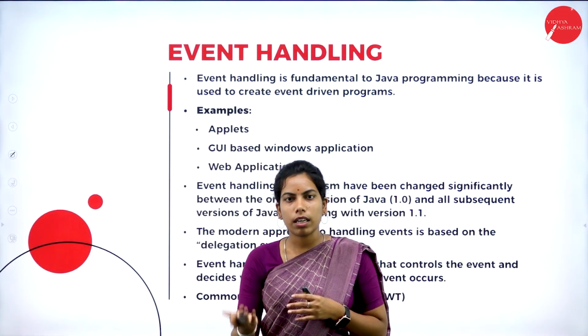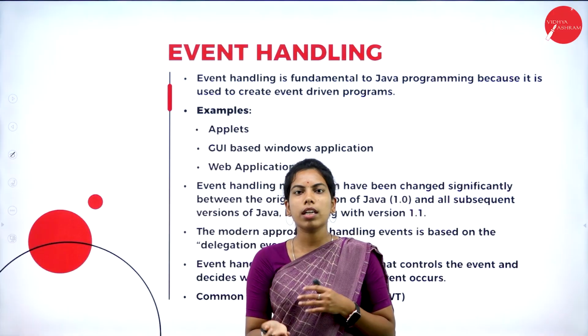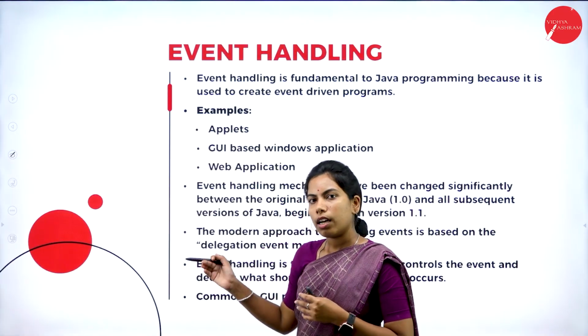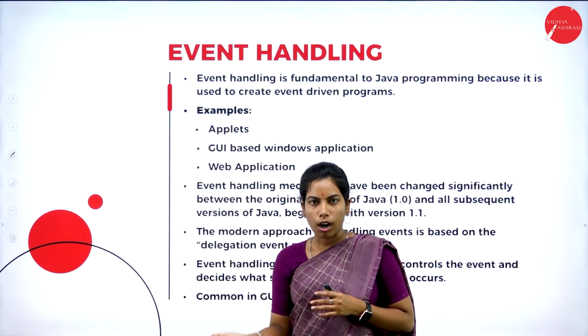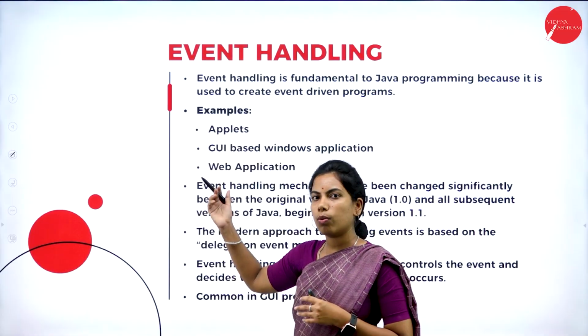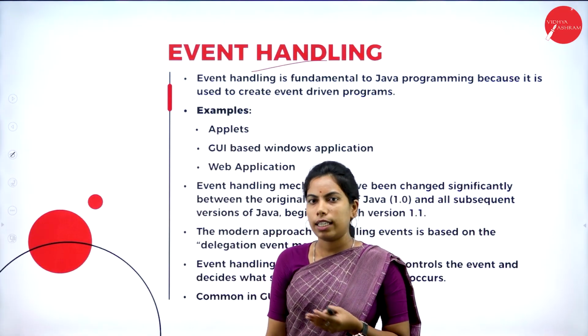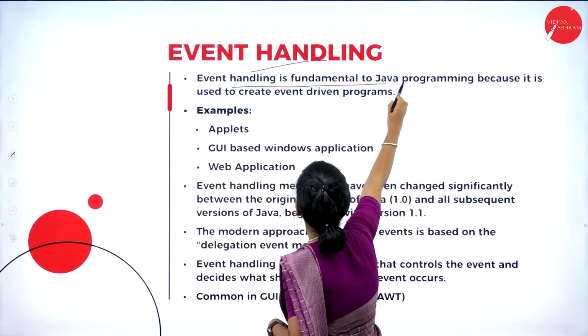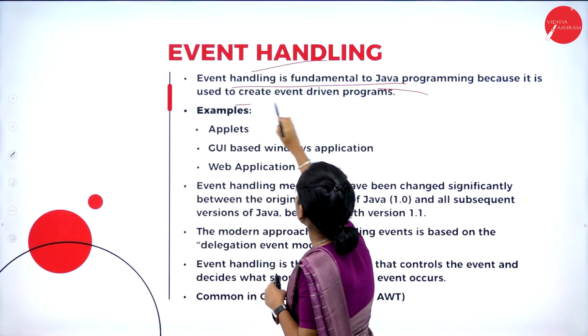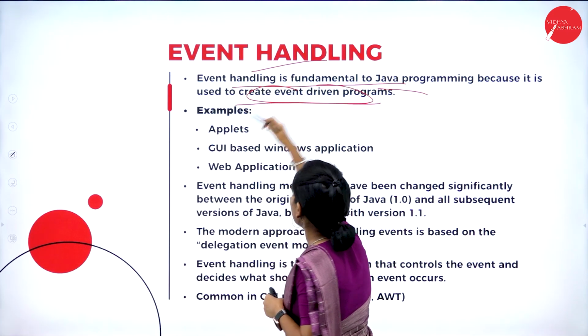Like that, when an error occurs, we have to handle it using what? Exception handlers. Here also, when an event is triggered by the object or by the source, we have to do the event handling operations. That is what event handling is. So event handling is a fundamental Java concept used to create event driven programs.